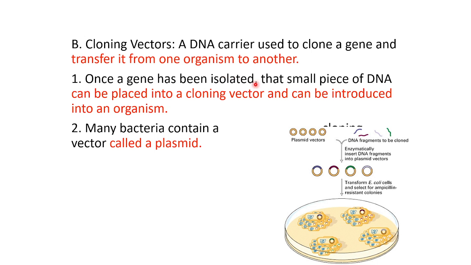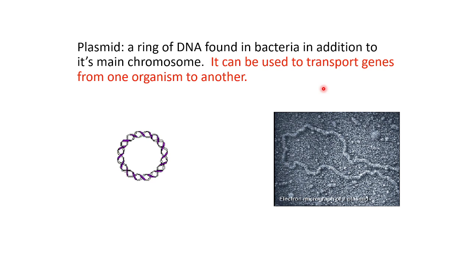Now, once the gene has been isolated, that small piece of DNA can be placed into a cloning vector and introduced into an organism. Many bacteria contain a vector that we call a plasmid. So, what's a plasmid? It's a ring of DNA found in bacteria in addition to its main chromosome. It can be used to transport genes from one organism to another.